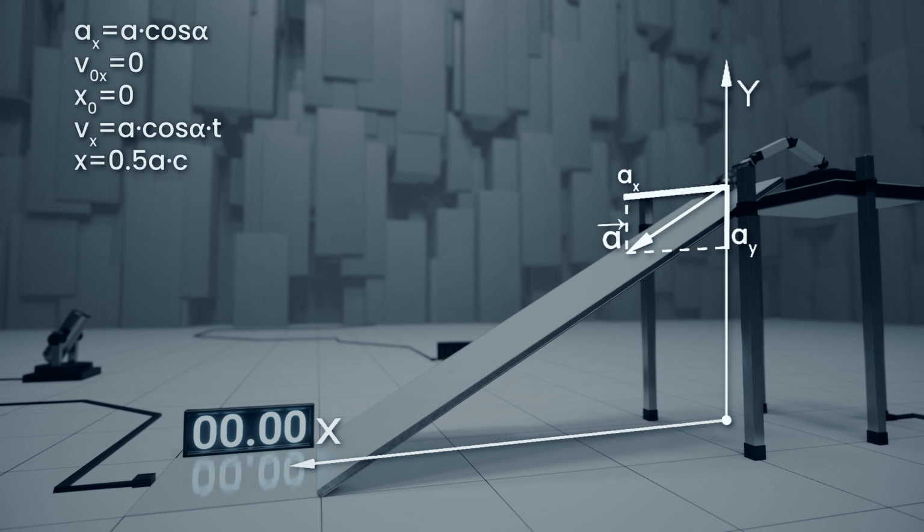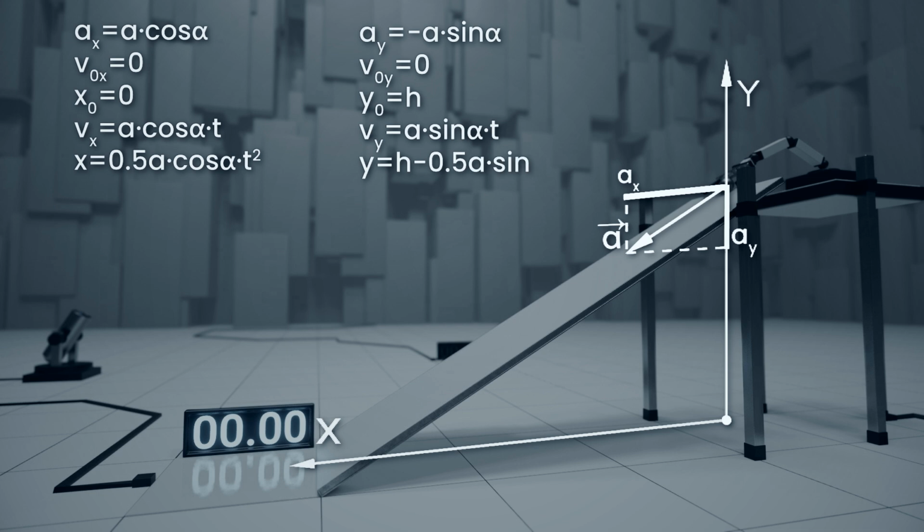The y component of acceleration has a magnitude of a sine alpha, but it's directed opposite to the y-axis, so its projection is negative. The initial velocity is 0, and the initial y coordinate is equal to the height h. This gives us the motion equations along the y-axis. I suggest checking that these equations also lead to an acceleration of 5. We know that the object reaches the bottom in 1.26 seconds. This means that its y-coordinate is 0 at that moment.